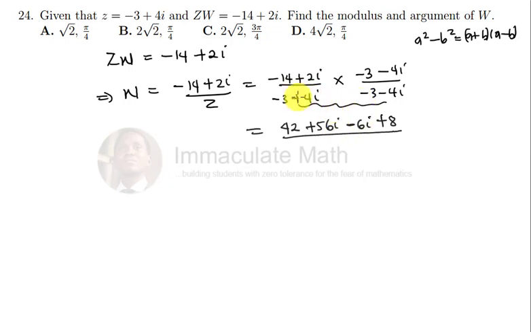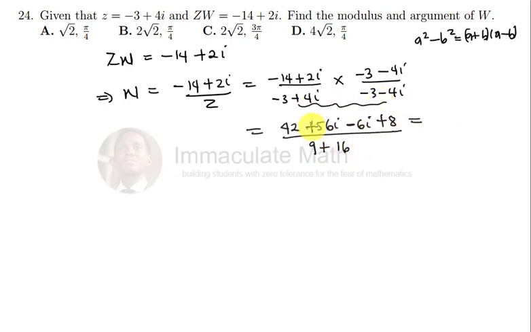So what am I going to have? Minus 3 multiplied by minus 3 will give me 9. And this is plus times minus, which will give me minus, then i times i will give me minus 1. So that means this changes to plus. Then 4 times 4 will give me 16. Okay, I'm good to go.